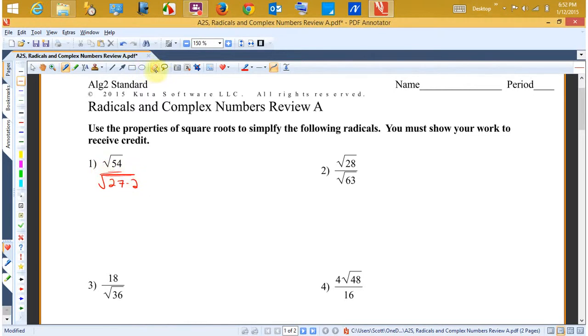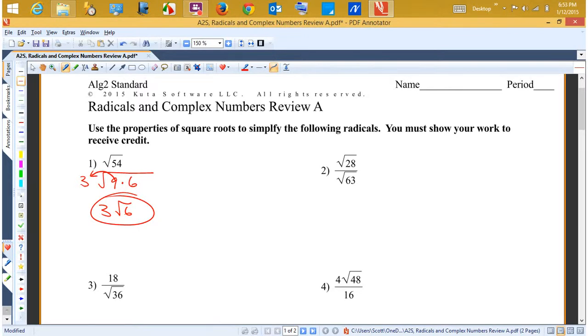What we need to do is get the eraser to work. Okay, so what we need to do is break this up into any sort of perfect squares. 54 is 9 times 6. So what we can do is rewrite this as the square root of 9 times the square root of 6. And any perfect squares will come out, so the 9 will come out as a 3. So this is 3 times the square root of 6.